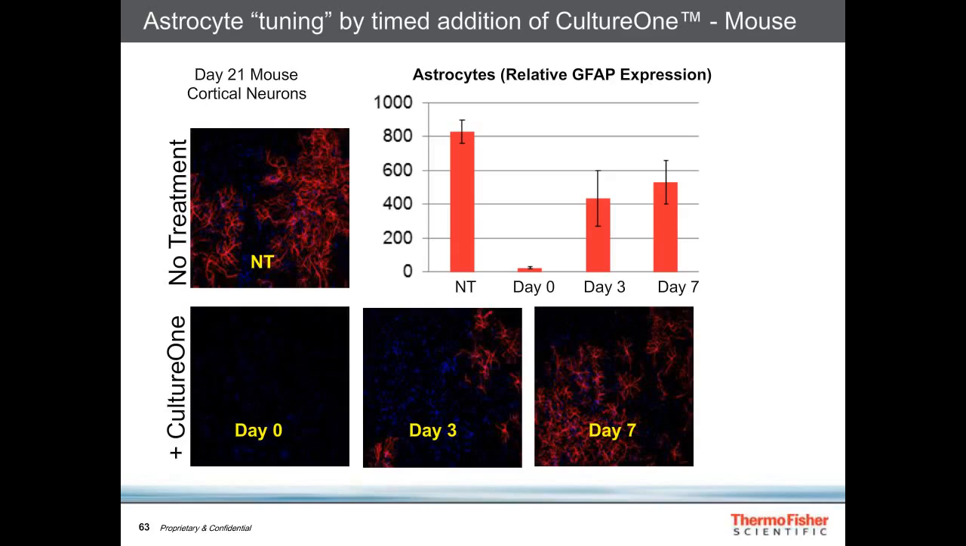Okay, now shifting gears, I'm going into the third example of astrocyte quantitation. So this is actually a slide from David Cunninger's talk that was mentioned earlier, and these are day 21 mouse cortical neurons, and we've developed a new application for CultureOne that allows you to suppress your glial cell population and also control your glial cell population. So on the top you have day 21 mouse cortical neurons with no CultureOne treatment. And on the bottom you have CultureOne treatment starting at day 0, day 3, and day 7. And then these cultures were cultured for 21 days.